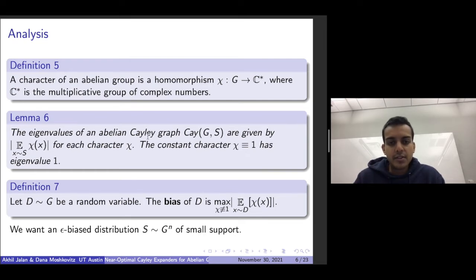And I should note that there's always a character which maps everything to 1, and this will give you an eigenvalue of 1, which is what we know happens for any d-regular graph.